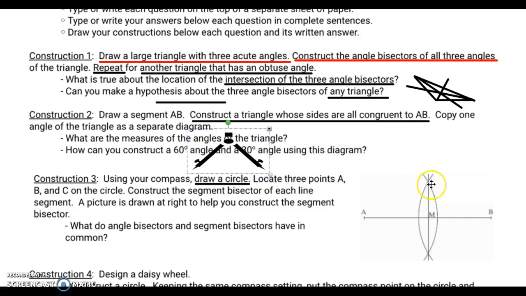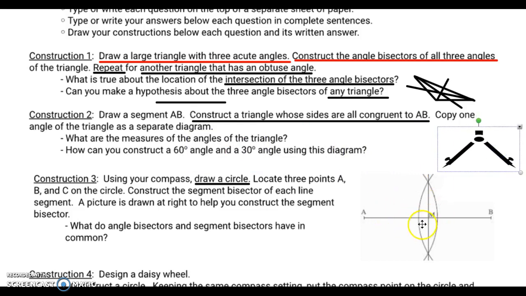Once we find those 2 different intersection points, we draw a straight line through line segment AB. And guess what? It touches line segment AB at the midpoint. It is a bisector to that midpoint. And actually later on we'll figure out that it is not just a bisector, it's also a perpendicular bisector, but that's not important right now. What's important is that that's how you find the midpoint. So you construct the segment bisector of each line segment.